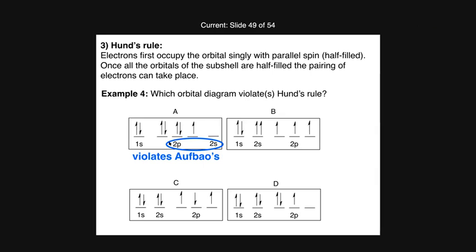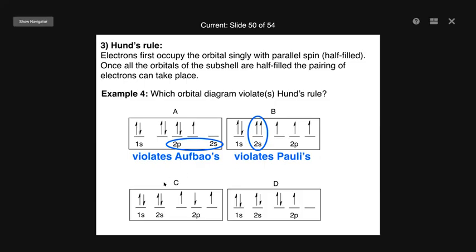Okay, for B, remember we talked about there should be no 2 electrons that have the same set of quantum numbers. So clearly right here, these two electrons would have the same set of quantum numbers because they both are located in the same orbital with the same spin, right? So this would be an example of Pauli's violation.